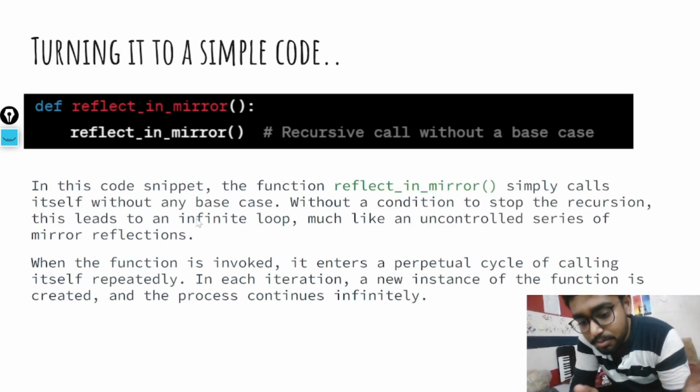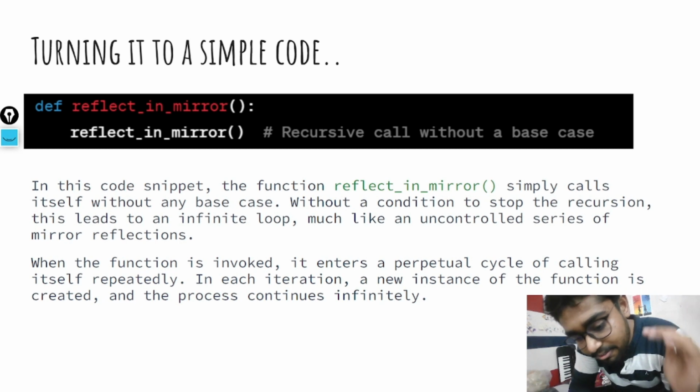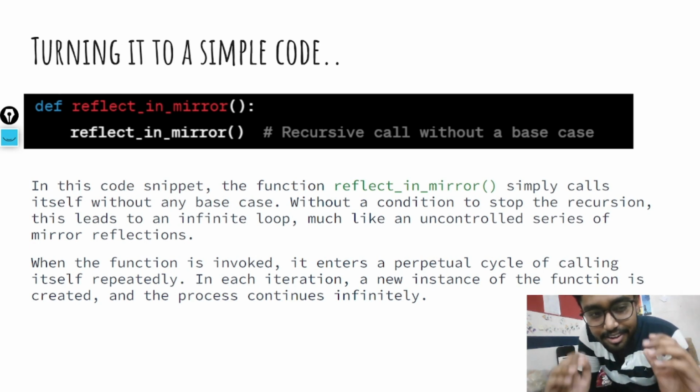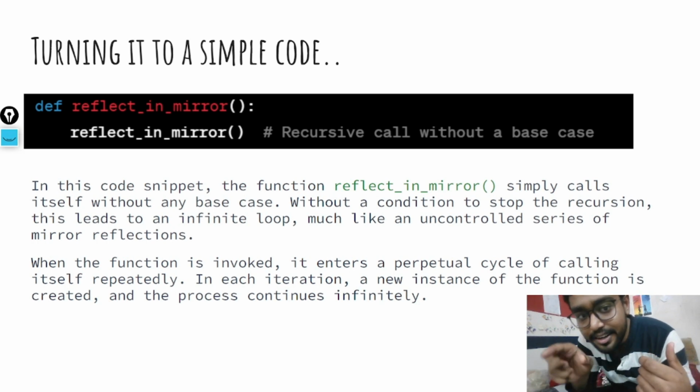Now, turning it into simple code. Codes don't always have to be detailed down to the very last, very basic level. Sometimes when turning real life examples into recursive code, or code of any kind for that matter, you have to use some layers of abstraction. Reflect in mirror is something I don't care about how it actually happens, but the main thing is reflect in mirror. Now, the definition of reflect in mirror in this case is reflecting in mirror again.